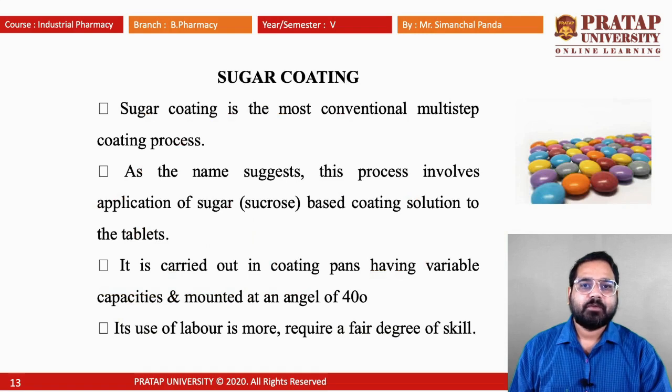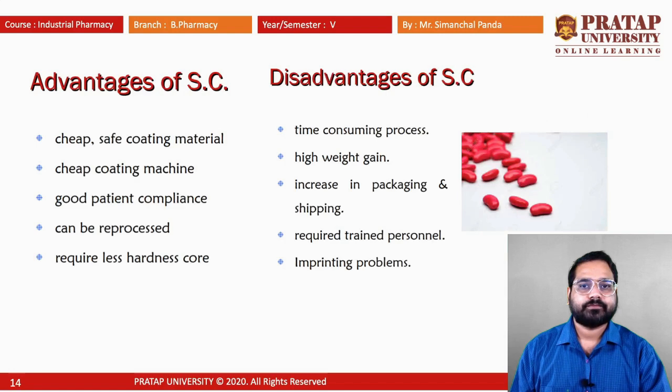Now we will study sugar coating. Sugar coating is the most conventional multi-step coating process. As the name suggests, this process involves the application of sugar. Generally, we use sucrose as the base coating solution for the tablet. It is carried out in coating pans of variable capacities mounted at an angle of 40 degrees. It requires more labor and a fair degree of skill. Skilled persons are required for specialized types of sugar coating.